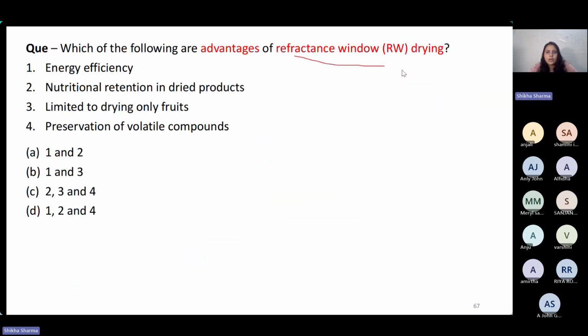So what are the advantages of this refractance window drying method? Anyone who would like to tell?